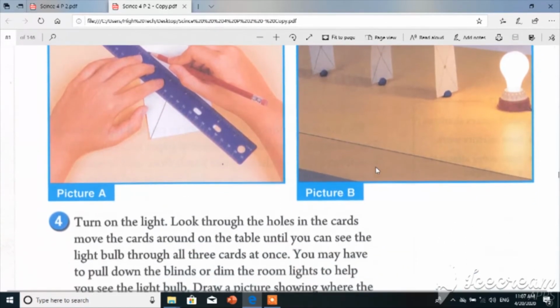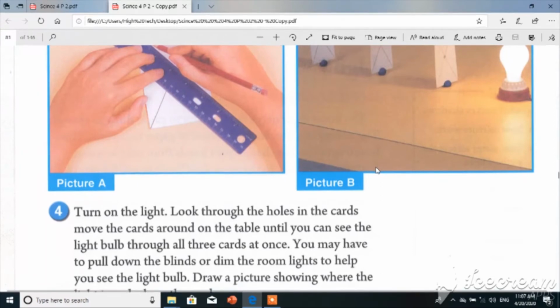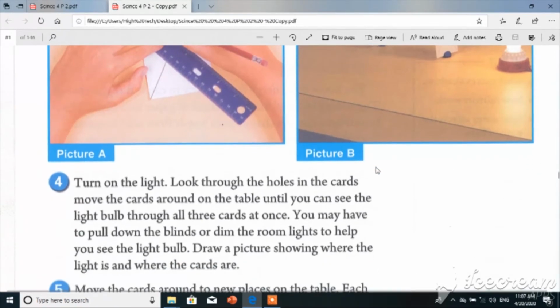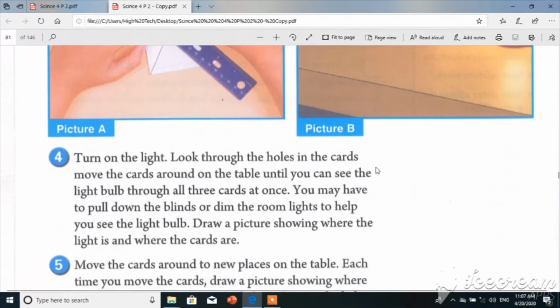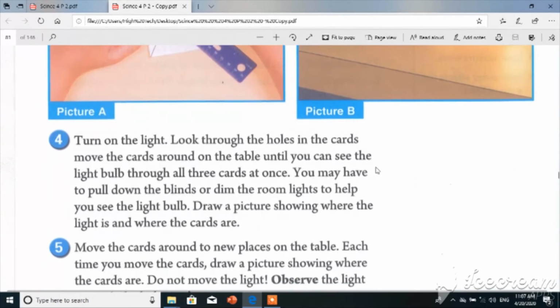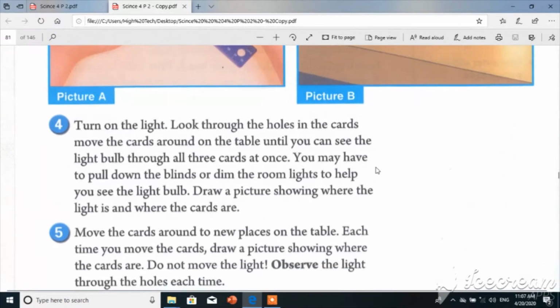Turn on the light and look through the holes in the cards. Move the cards around on the table until you can see the light bulb through all 3 cards at once. You may have to pull down the blind or dim the room lights to help you see the light bulb. Draw a picture showing where the light is and where the cards are.